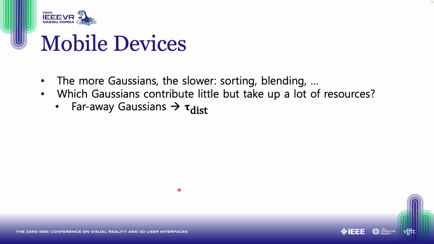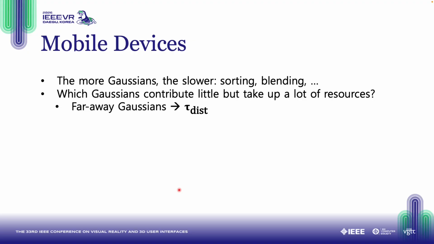A big challenge is the deployment on mobile VR devices. Usually scenes contain multiple hundreds of thousands of Gaussians, which need to be sorted, blended, and so on. So we try to reduce this computational burden by asking which Gaussians contribute little but take up a lot of resources. Therefore, we propose 2 rather straightforward engineering trade-offs.